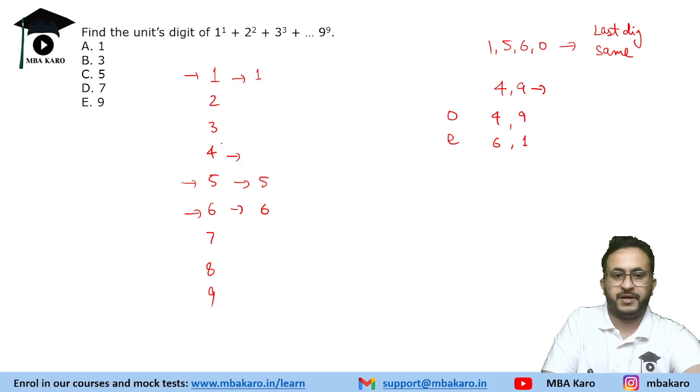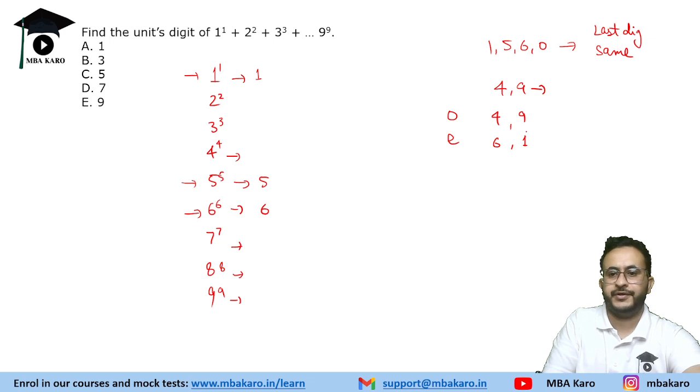So 4, the power is 4. See, the powers are 1, 2, 3, 4, 5, 6, 7, 8 and 9. Okay, so 9, the power is odd, so it will have last digit as 9. 4, the power is even, so last digit will be 6.